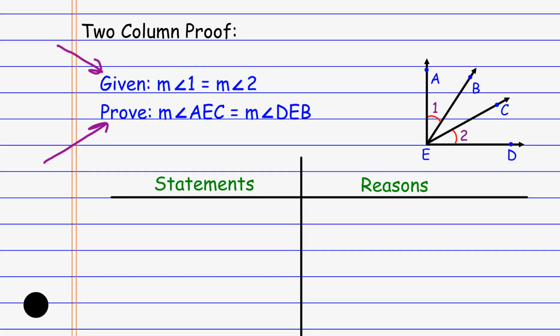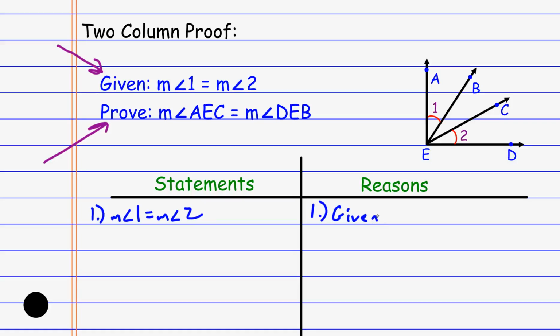Okay? So, when I look at this, I'm just going to start with the given. I'm going to label each of these. I'll call this 1. It says the measure of angle 1 equals the measure of angle 2. And the reason for that is because it was given. I was told that that is true. So I start with my given, and now I'm going to make another conclusion based on that.